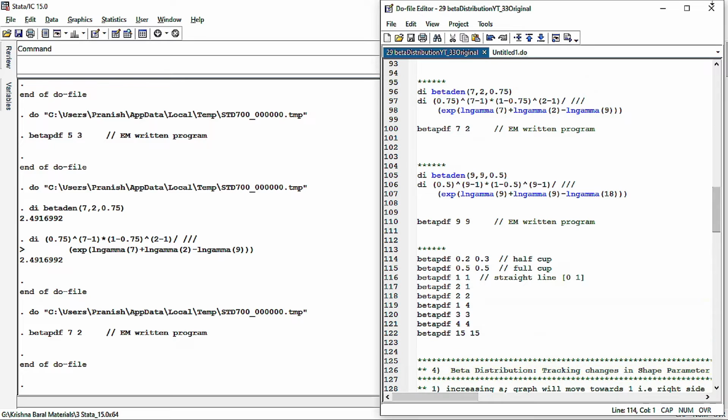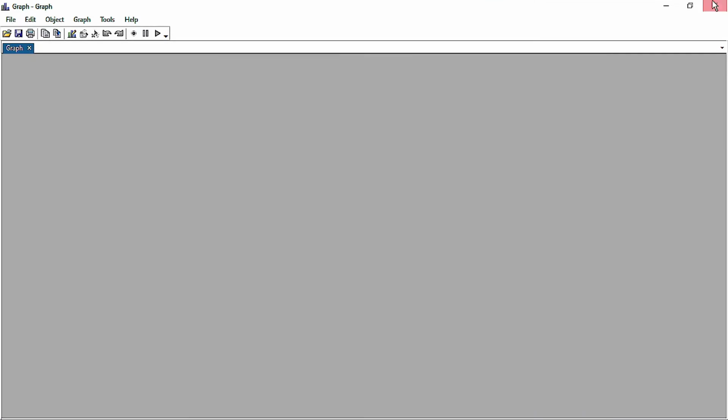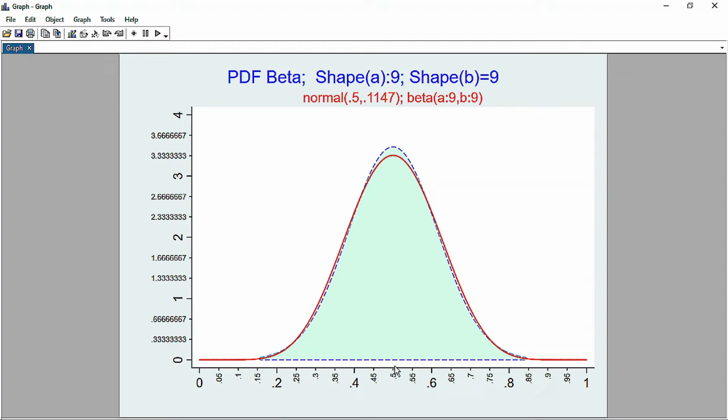This time we are taking the shape parameters to be equal, and that is 9, and the value of x to be 0.5. Both the Stata function as well as the generic formula should yield the same result. It is 3.33, and at 0.5, it is 3.33. So here it is 0.5 over here, and it is 3.33.